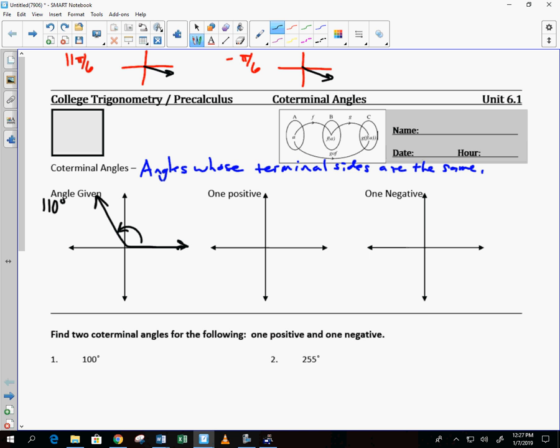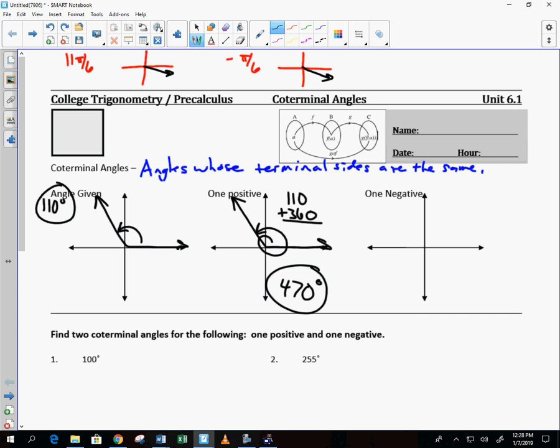I would like to figure out another angle that's positive, whose position is in the same place. So I draw an angle, same position, 110 degrees. But instead of going to 110, I'm going to go around once more. I determine that angle by taking 110 and adding 360 degrees, and I get 470 degrees. That means 110 degrees and 470 degrees are coterminal. They are in the same position. They have the same terminal point.